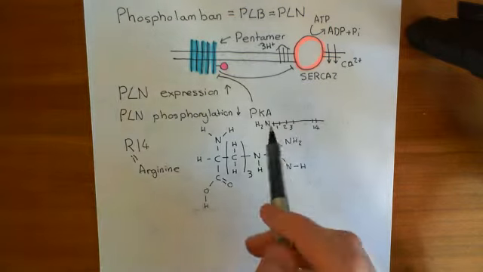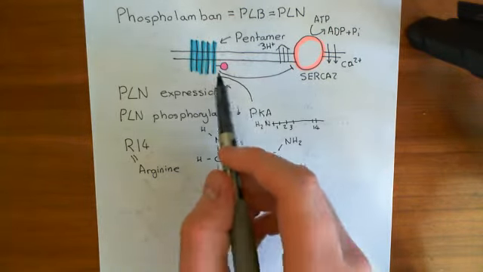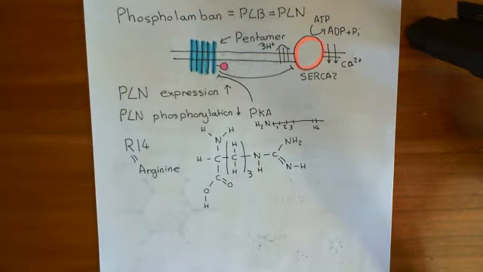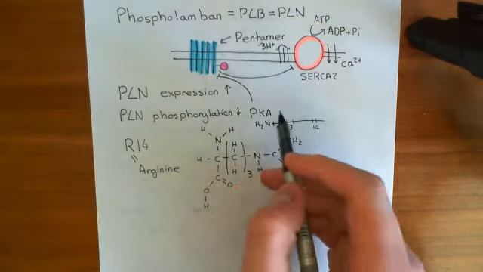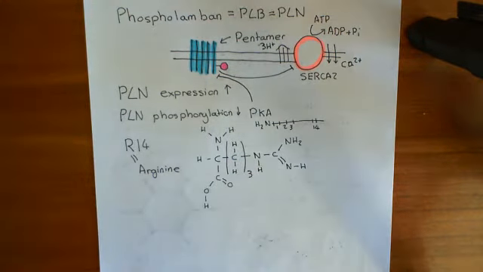Okay, and I should also add that you'll always have a bit of constitutive protein kinase A activity within the cell, keeping phosphate groups on these phospholamban proteins. Okay, so it's not as though you absolutely need beta-1 adrenergic stimulation to get some protein kinase A activity. You always have a bit.